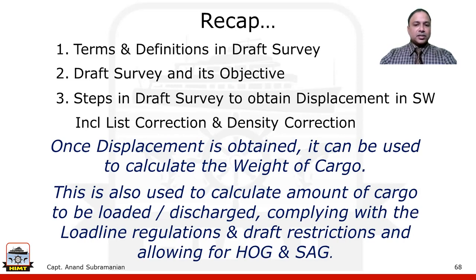Now, those calculations, how we go about doing them, will generally be taken up in another video. And what we have seen just now is how to calculate the displacement of the ship.